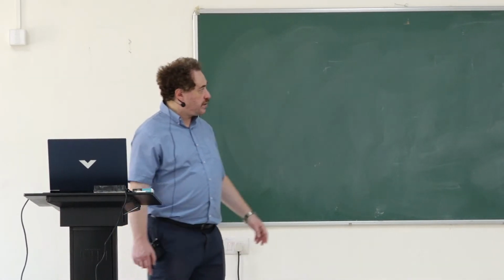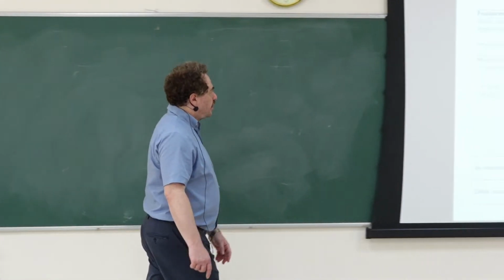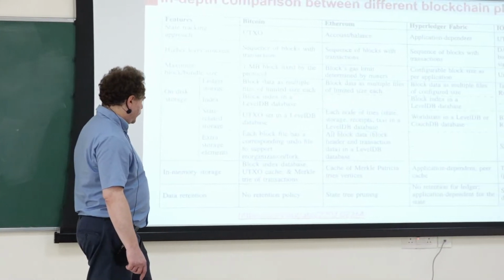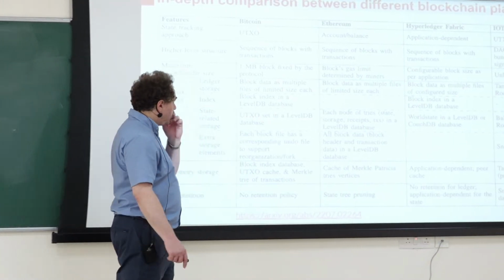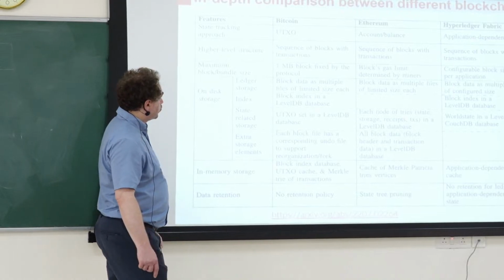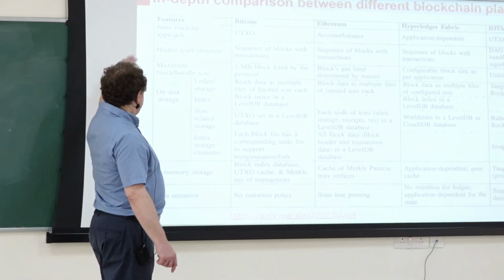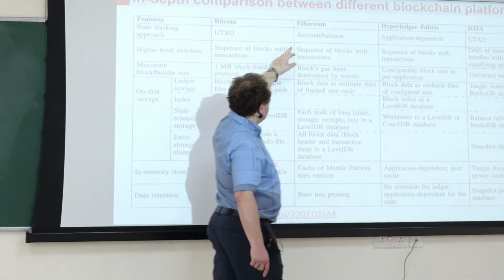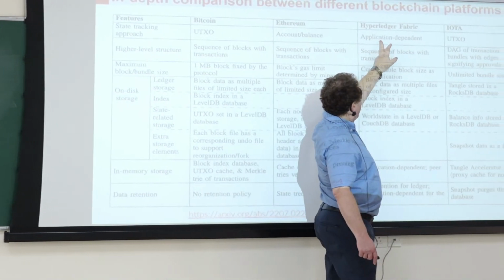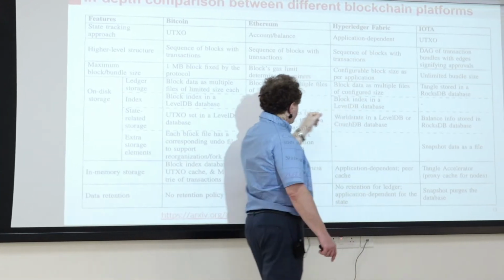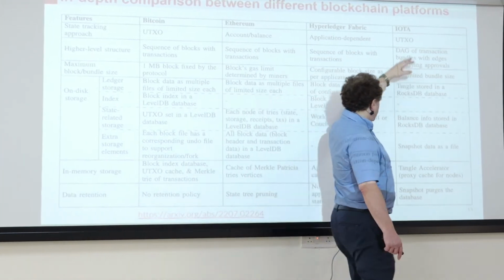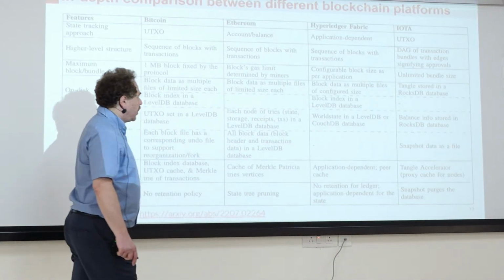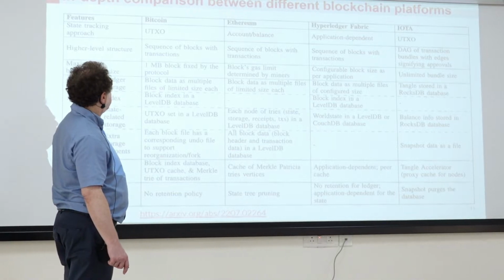So this table is quite big. It summarizes comparison between different blockchain platforms. It's taken from this paper. So features, state tracking approach: Bitcoin, UTXO; Ethereum, account balance; in Hyperledger Fabric, it is application dependent. We are not considering IOTA yet, because there would be a separate lecture on IOTA, I believe, tomorrow.